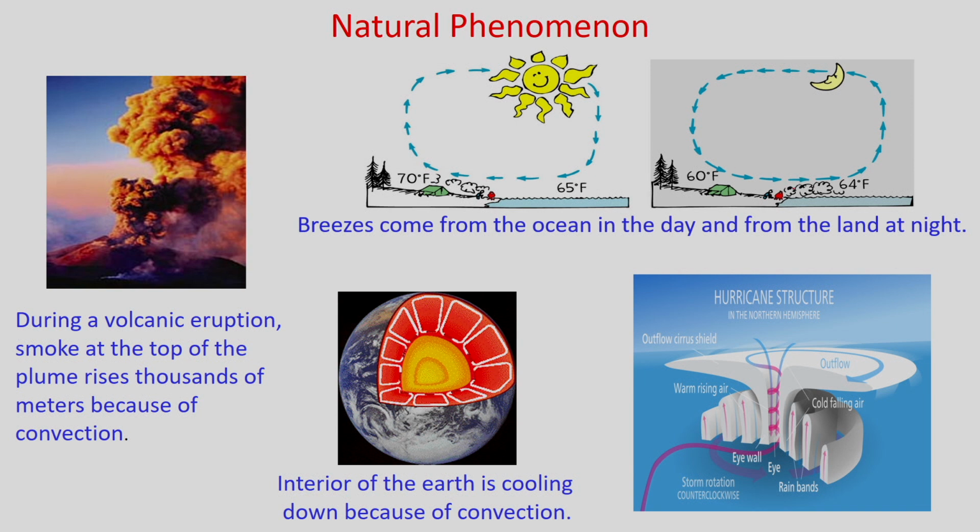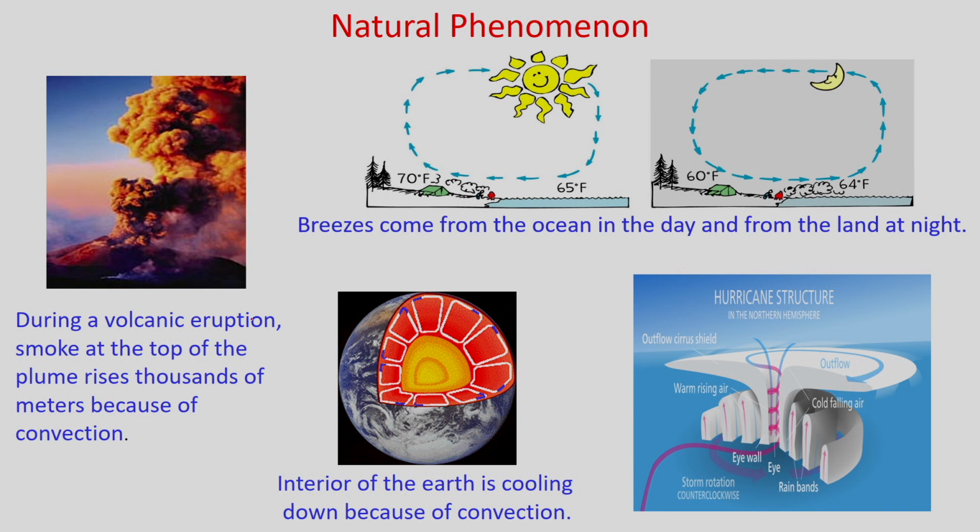You can see at night the ocean temperature will be higher than the land temperature. So obviously, the density will become low and it will go up, and higher density fluid will try to fill up this space, and there will be formation of a breeze. This is one example of a natural phenomenon.